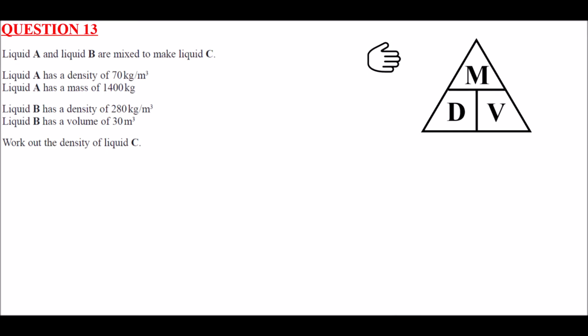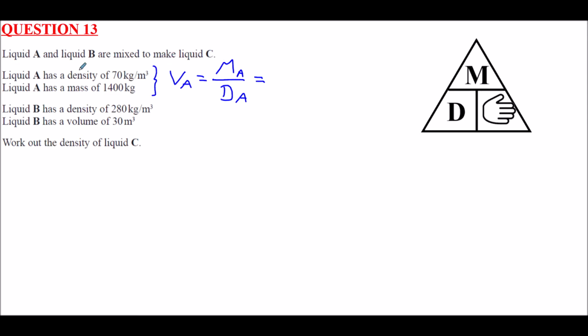So let's think about liquid A. So liquid A, we're told the density and the mass, but we're not told the volume. So what we could do here is work out the volume of liquid A. So what we're going to do is take the hand, cover up volume, and see what's left. We've got mass over density, therefore the volume of A must be the mass of liquid A divided by the density of liquid A.